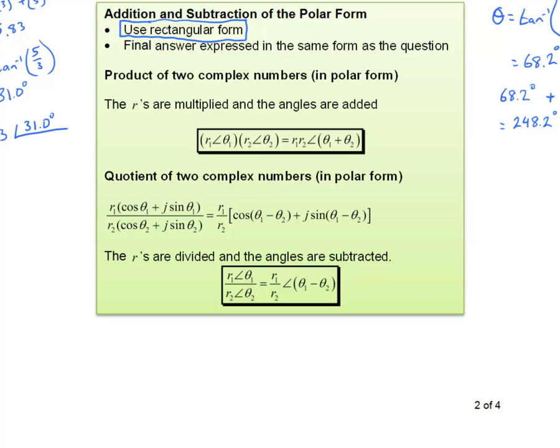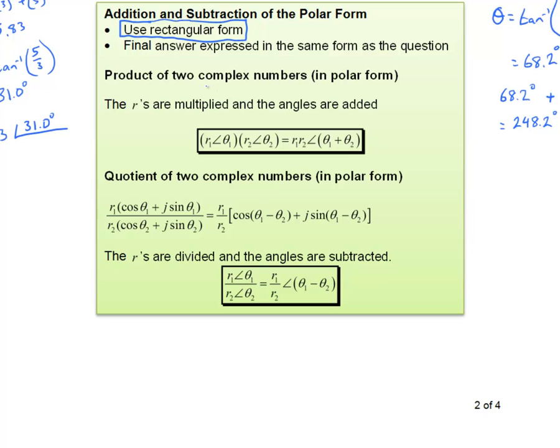The key is take what you have, change it to rectangular form, do the addition subtraction like we did, then change the answer back to whatever the question was. So if we were dealing in polar form in this case, return your rectangular form answer to polar form. And you should be able to do that just like we did, find r and theta.